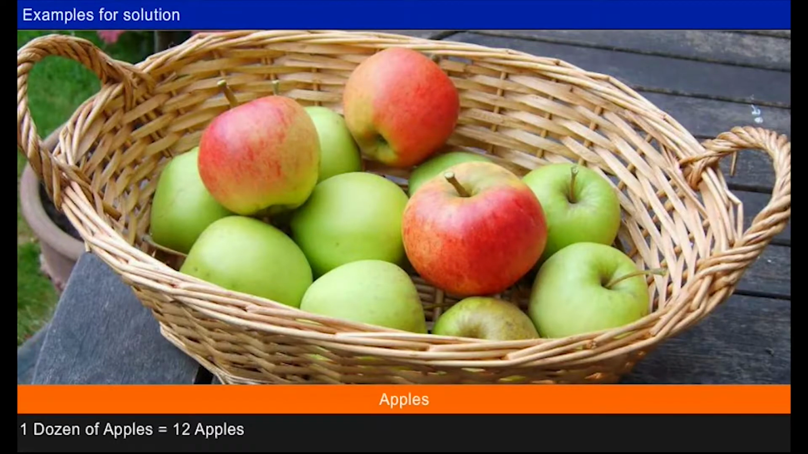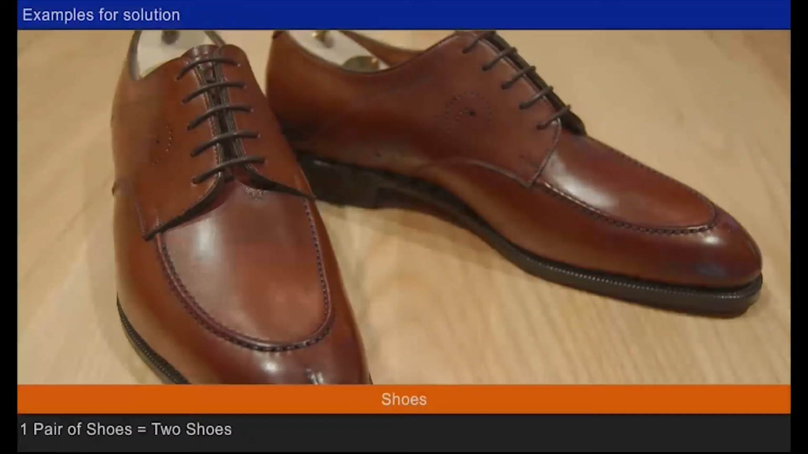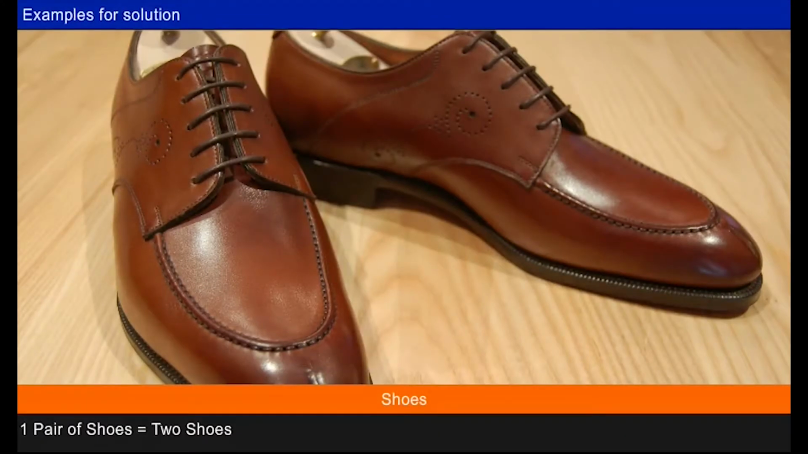Before entering into the mole concept, let us see some examples so that we can get an idea about the mole concept. What do you think when I say 1 dozen of apples? It is nothing but 12 apples. What do you think when I say a pair of shoes? It means 2 shoes.